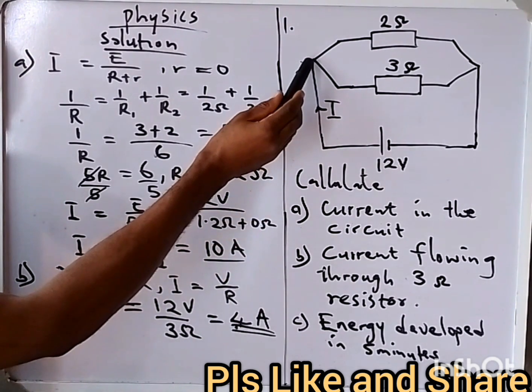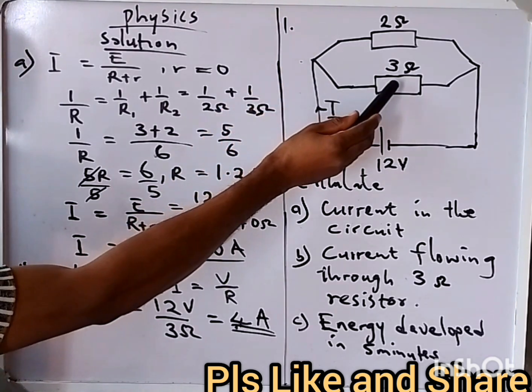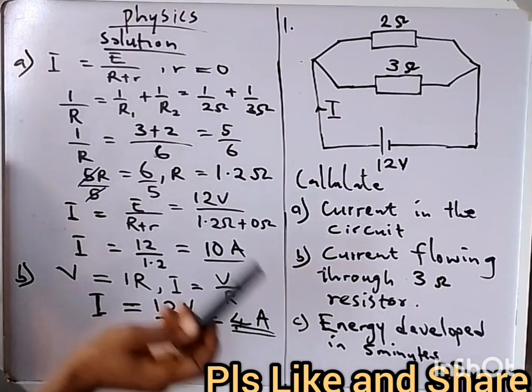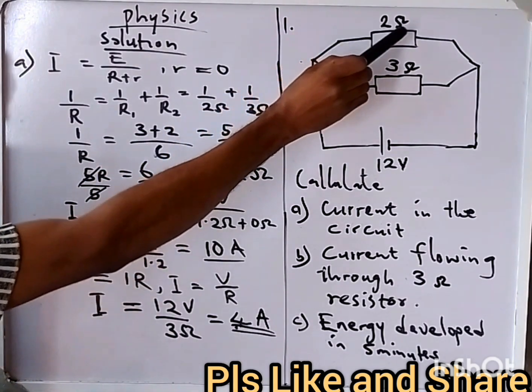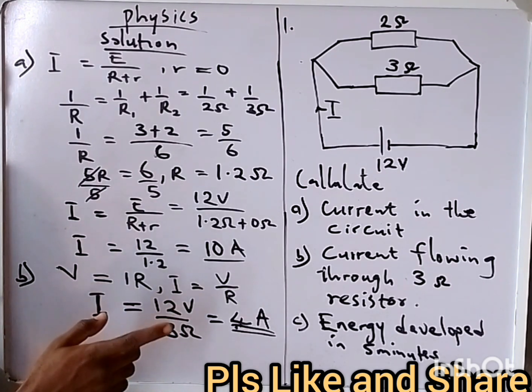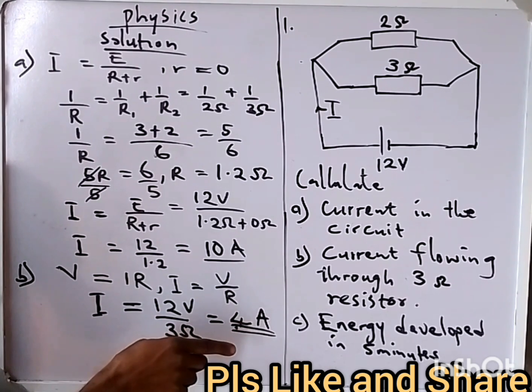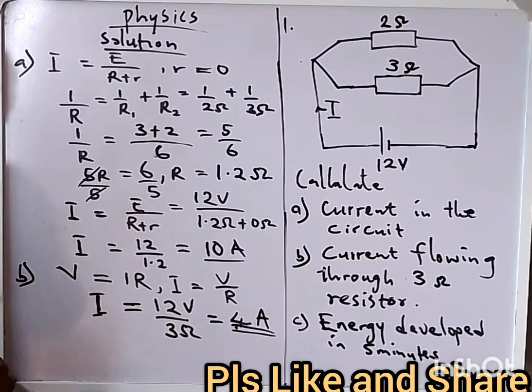But when this current gets to this point, what happens? 4 ampere goes to the 3 ohm resistor, and the other remaining 6 ampere automatically goes through the 2 ohm resistor. So that is how to tackle the problem. Then you look at question C. Question C says you should calculate the energy developed in 5 minutes.